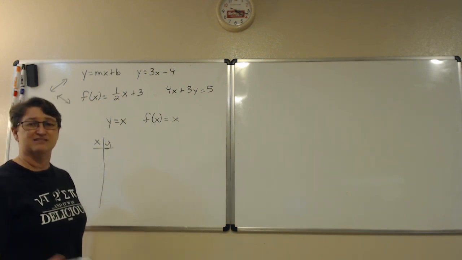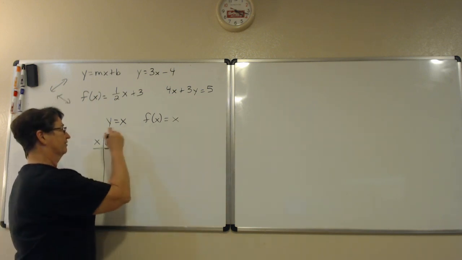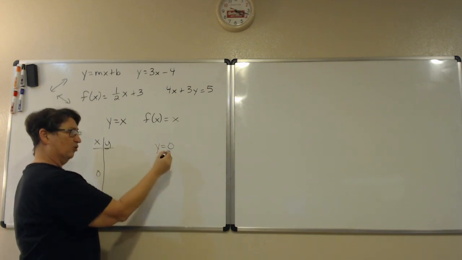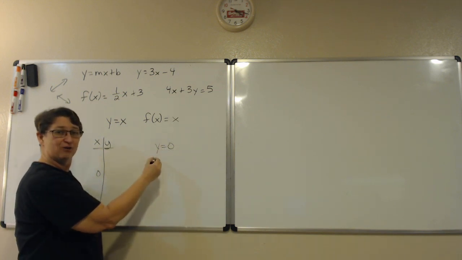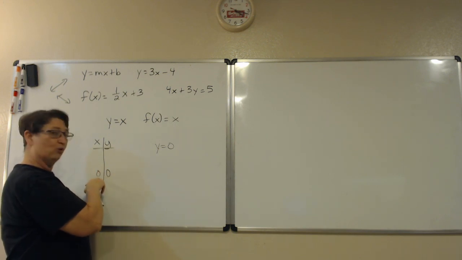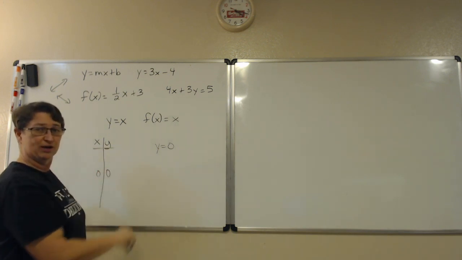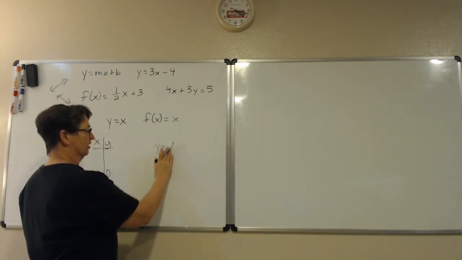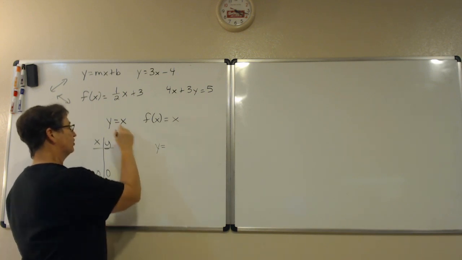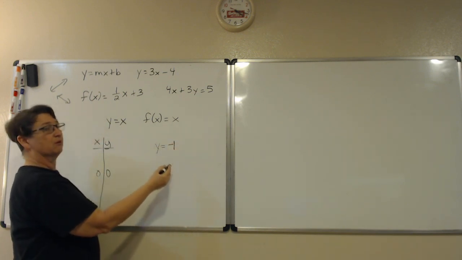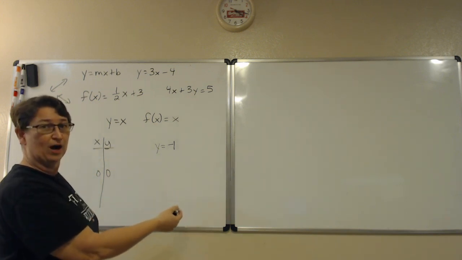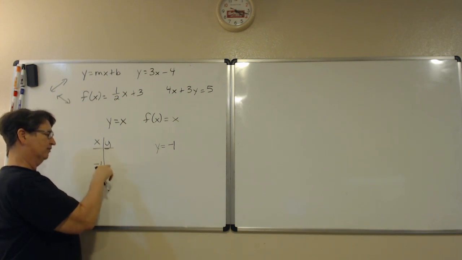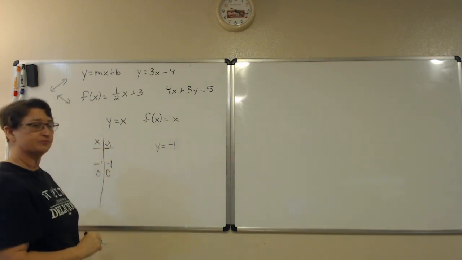Let's try something like 0. Let's see if I can put 0 in there. If I put in 0 for x, I get out 0. So I have a point at 0, 0 on my graph. Okay, 0 worked just fine. Okay, what about a negative number? Let's try a negative number. If I put in a negative number for x, well then I get out a negative number for y. So a negative number works. In fact, there's a point at -1. When I put in -1, I get out -1.